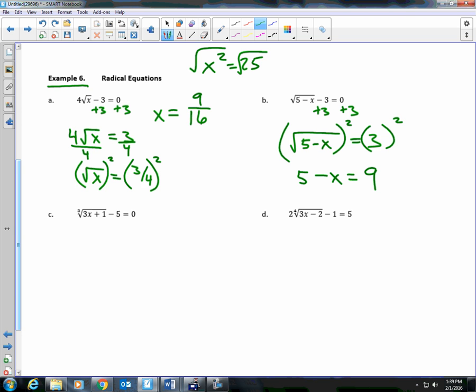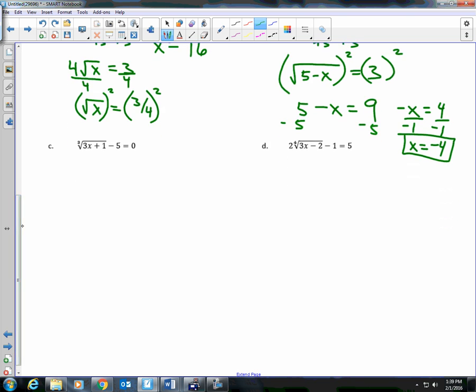And now that's a basic linear equation that we were solving the other day. We can solve this. Subtract 5. Negative x is equal to 4. Divide by negative 1. X is negative 4. What do you think I do for letter C? Add 5.